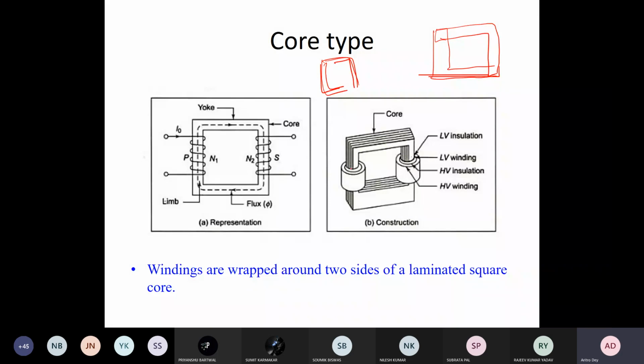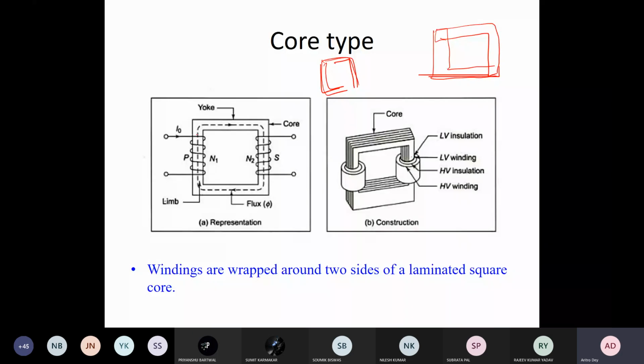On both limbs we put first the low voltage winding and then insulation, then you have LV insulation, then LV winding, then HV insulation, then HV winding, and this is how the construction of the core type transformer can be demonstrated. And this is the pictorial, a rough schematic diagram for the core type transformer.